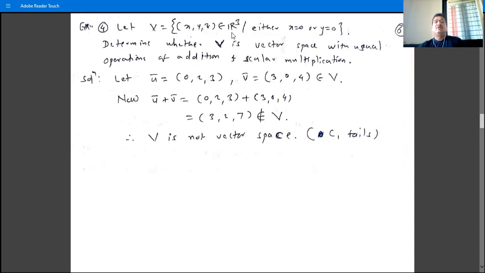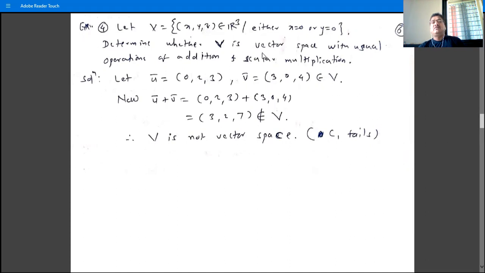(1, 1, 0) is also not an element of V, because out of x or y, neither is equal to 0. So z may or may not be 0, it does not depend on z. So (1, 1, 0) is also not an element of this set V. So what are the elements of V? (2, 0, 3) or (0, 0, 5). These are elements of V.